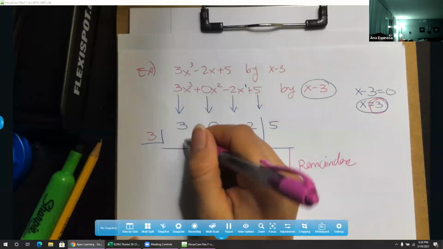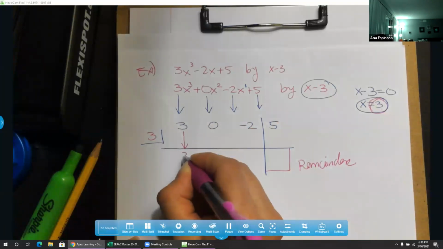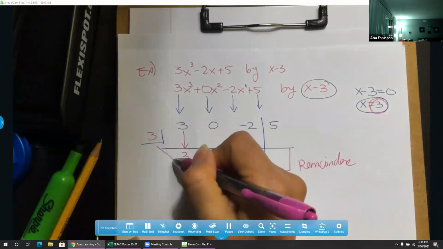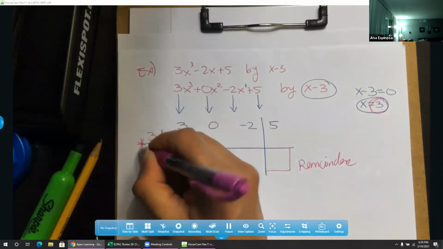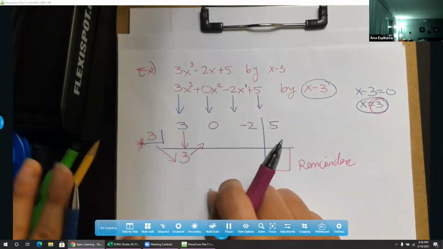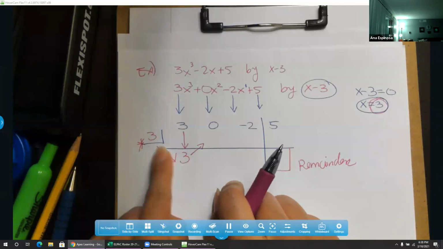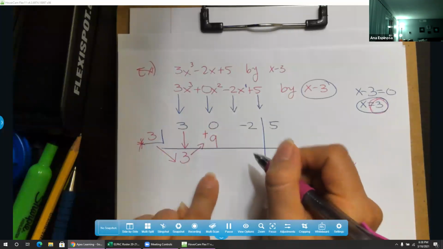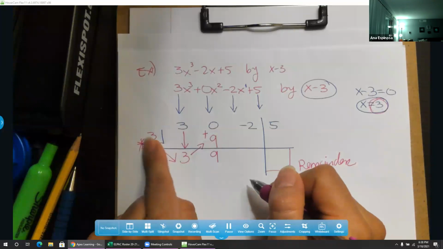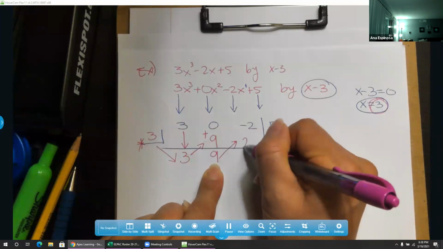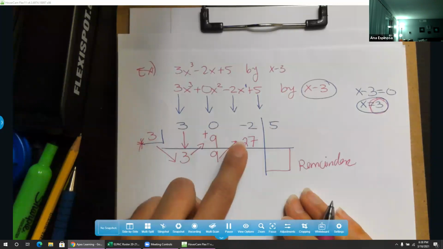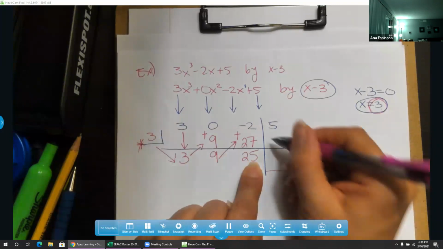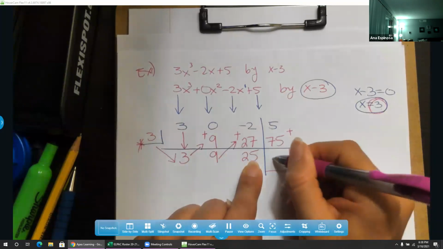Okay, so here are the steps. The first step is to drop this first number. Any number below the line will multiply with the box, and then it goes here. So 3 times 3 is 9, and that goes here. And then these get added. 0 plus 9 is 9. This then multiplies with the box, and the answer goes here. And then I add these. That's a 25. Then I multiply with the box, 75, and then I add, and that's 80.